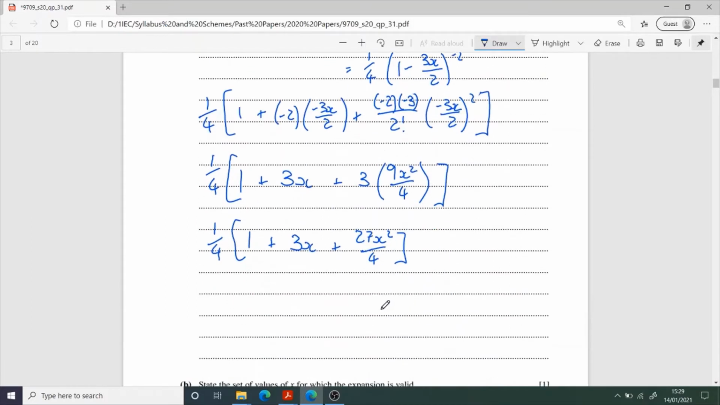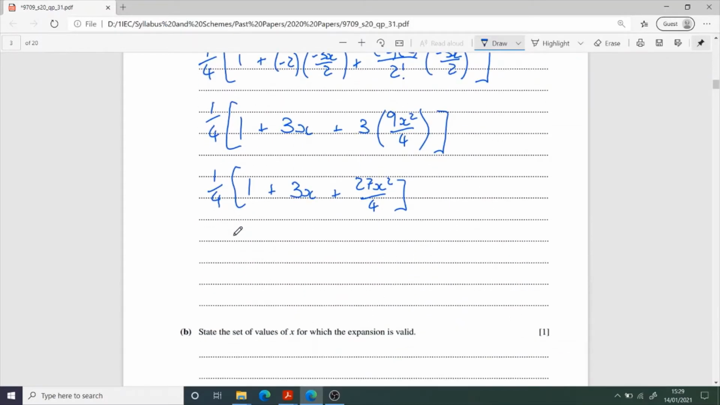And then we're going to multiply all of those by 1/4. So we get 1/4 plus 3x over 4 plus 27x squared over 16.